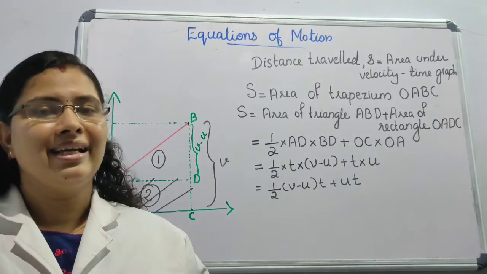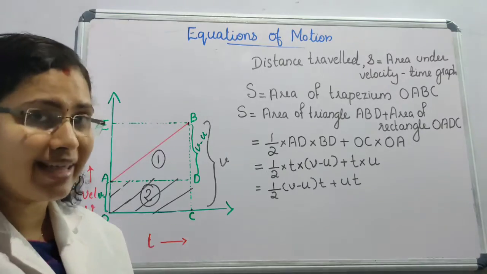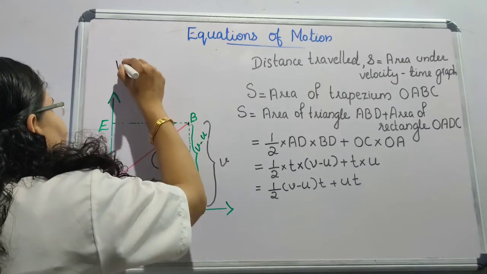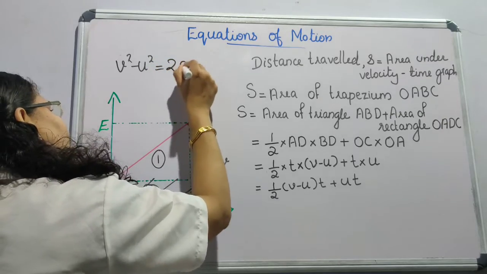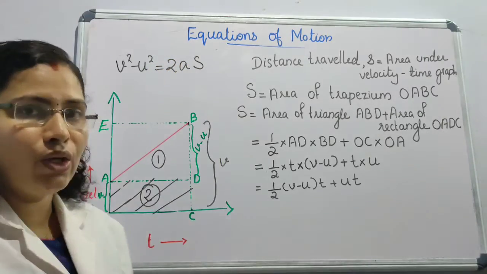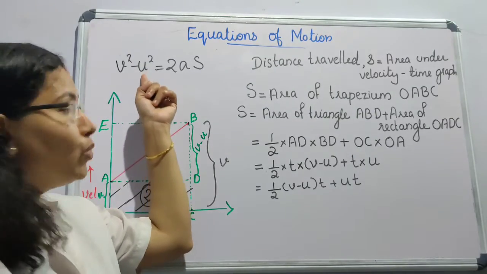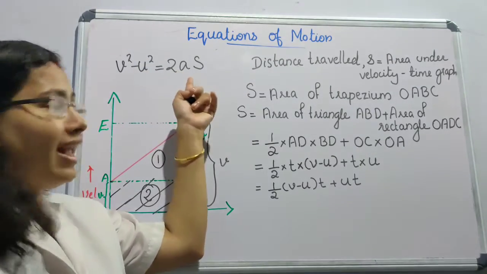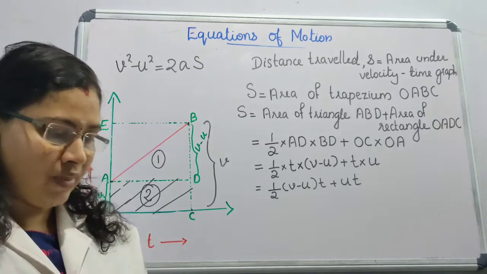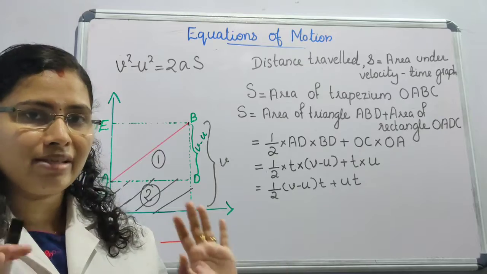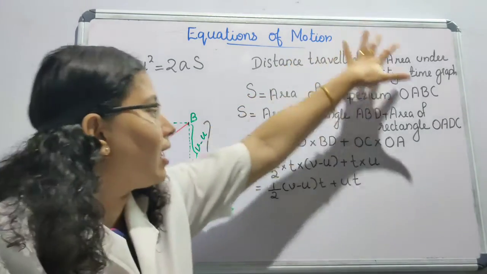Hello dears. So let us derive the third equation of motion. Okay, what is that? V square minus U square is equal to 2AS. You know, V is the final velocity, U is the initial velocity, A is the acceleration and S is the distance travelled. See, as we have discussed in the last equation of motion, the same thing is coming here.